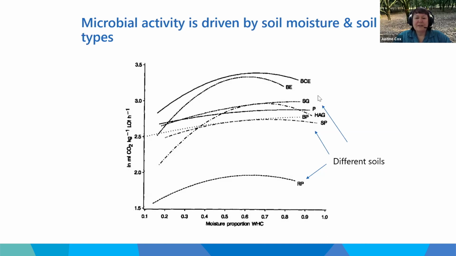So a lot of these lines are curved so that they actually are most active in the middle. So not too dry, not too hot, a bit of like Goldilocks, like you're best in the middle. But you can see a lot of differences in these lines. So those different soils will have a different response. Some of these will be sands and some of these will be clays, and they will have a different activity.